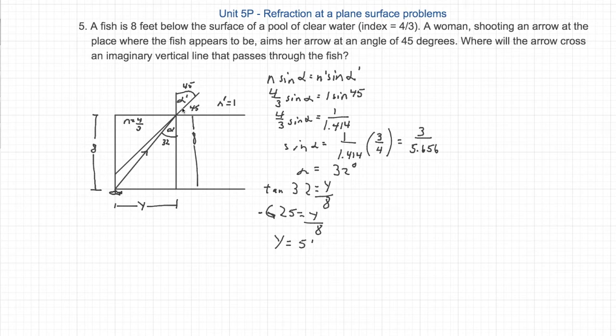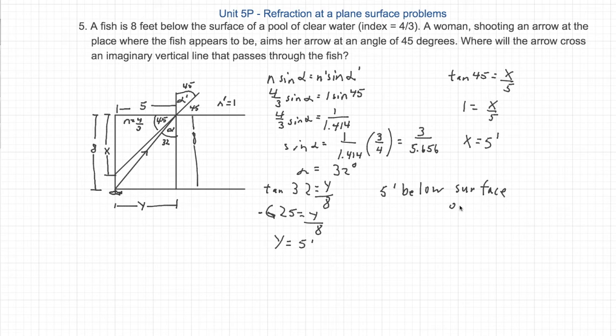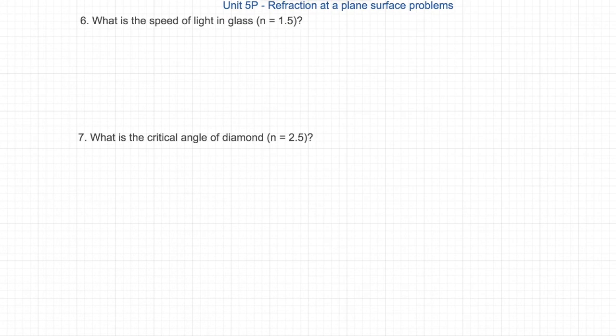Now, the distance to the imaginary fish is x. This angle is 45 degrees. It's a vertical angle to the other 45-degree angle. So we can calculate x by tan 45 equals x over 5. Tan of 45 is 1, therefore x is 5 feet. So the apparent fish is 5 feet below the surface, or 3 feet above the actual fish. So a good rule of thumb when you're catching a fish is to aim lower.